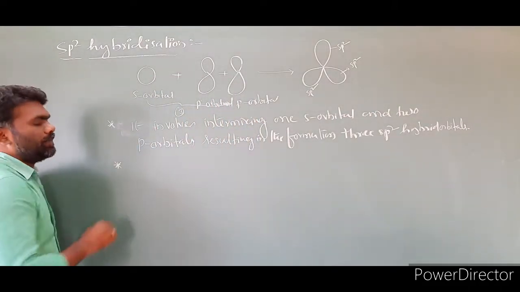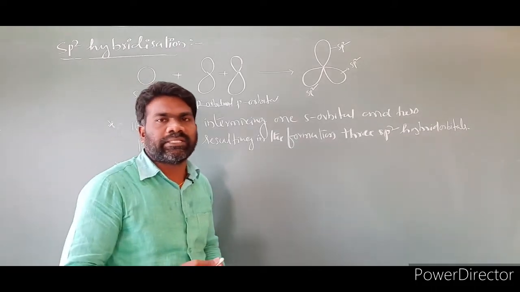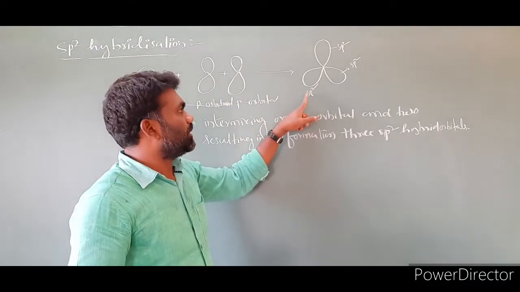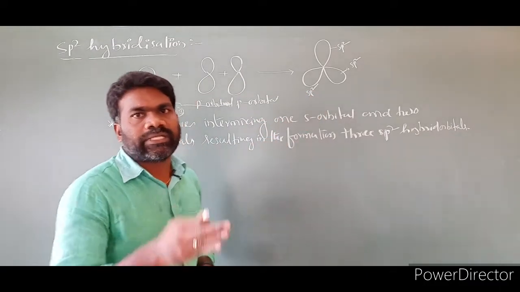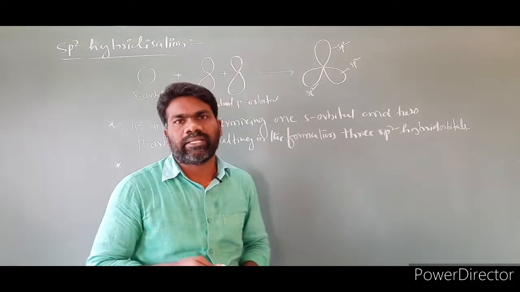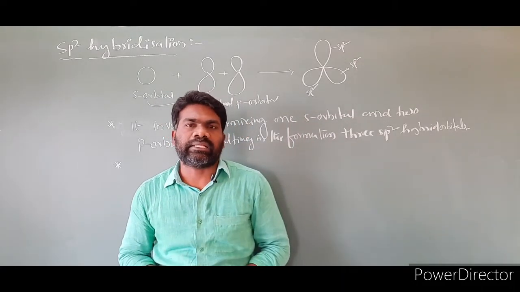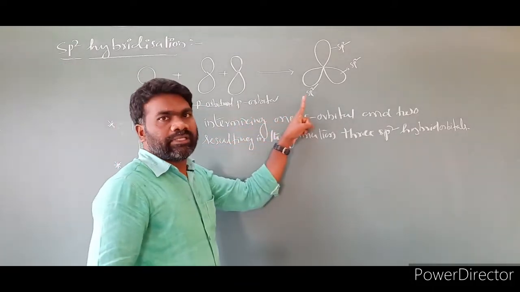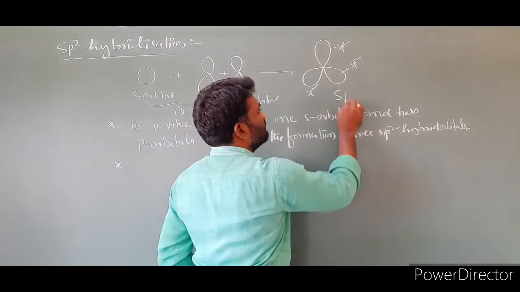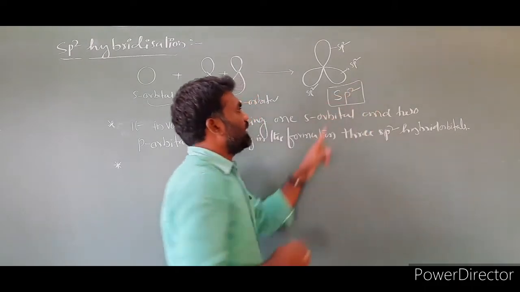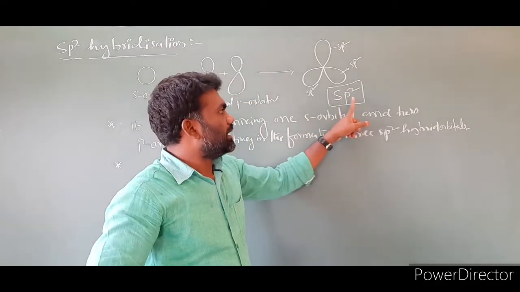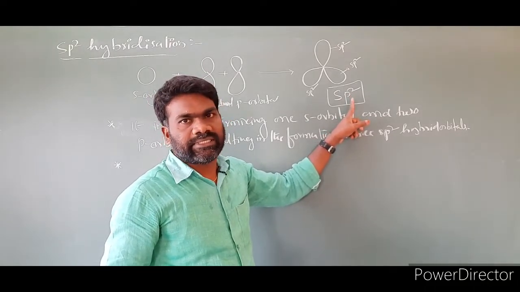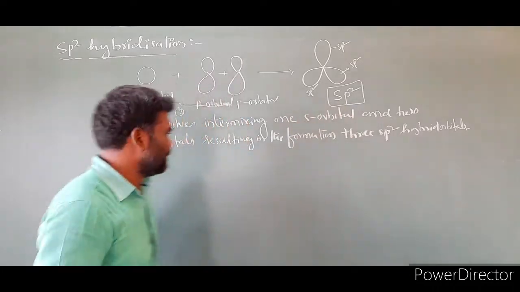Point number two: percentage of s character and percentage of p character. The sp2 hybrid orbitals are three in total, so for three orbitals we take 100 percent in total. 100 divided by 3 gives 33.33 percent for each. So the s character is 33.33 percent, and each p orbital is 33.33 percent, so the two p orbitals together give 66.66 percent.